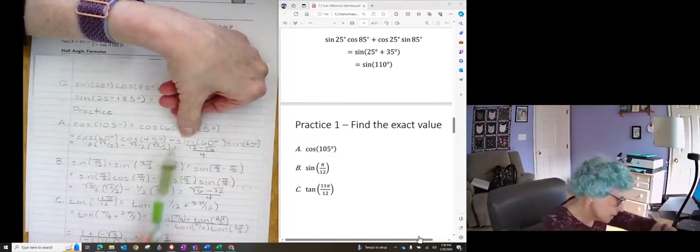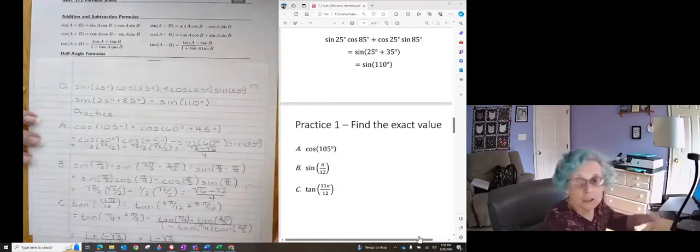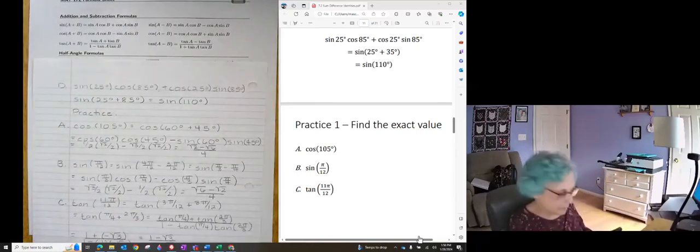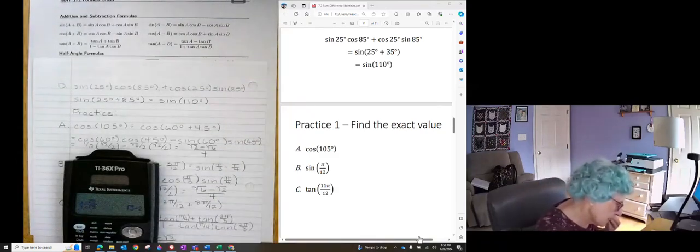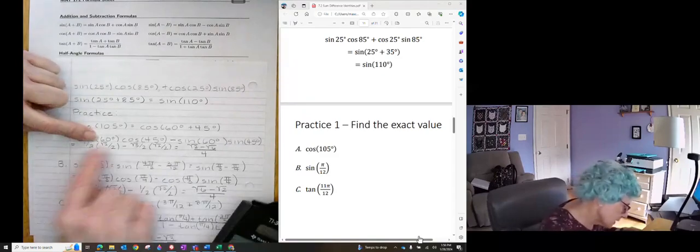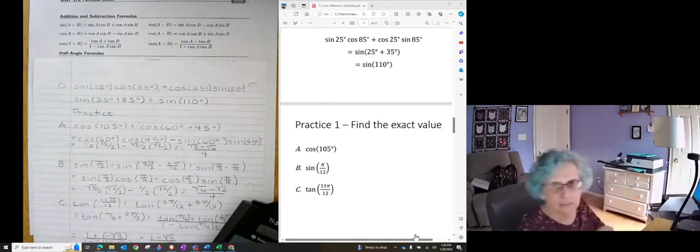So cosine of 60, 1/2. Cosine of 45, square root of 2 over 2. Sine of 60, square root of 3 over 2. Sine of 45. And you can check these when you're doing them at home, not on test day. If we plug in cosine of 105 degrees, I'd have to grab my other calculator. So I would have to do, let's see, this would be pi over, I'll figure it out, give me a minute.